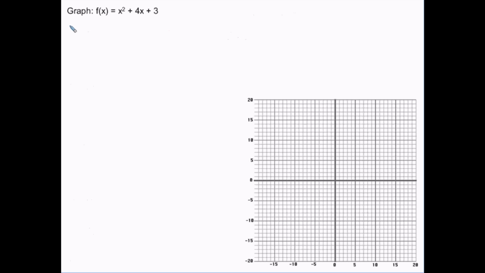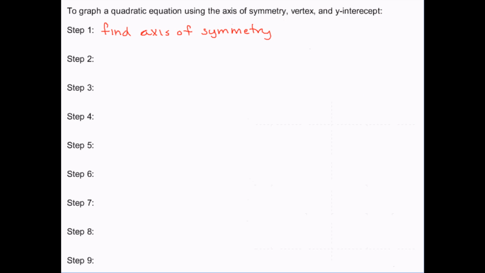Okay, so I'm going to do that part right here. -b over 2a. So I have -4 over 2 times 1. So that's -2. So it's x equals -2. That's my axis of symmetry. Okay. My next step is going to be to plot the axis of symmetry.